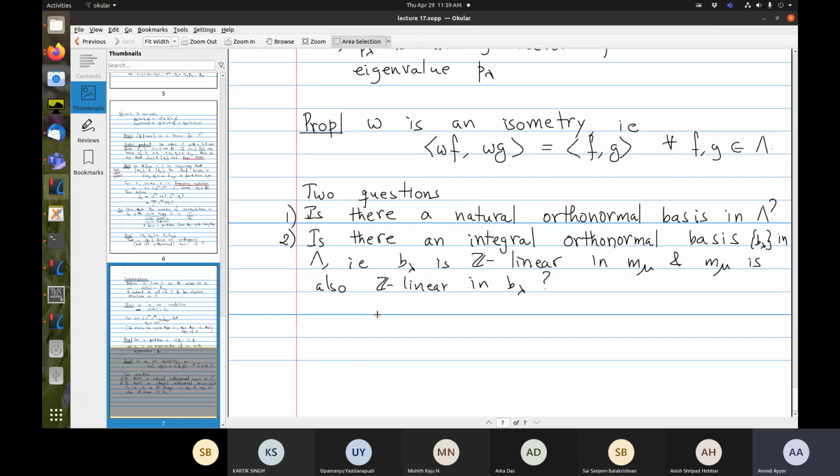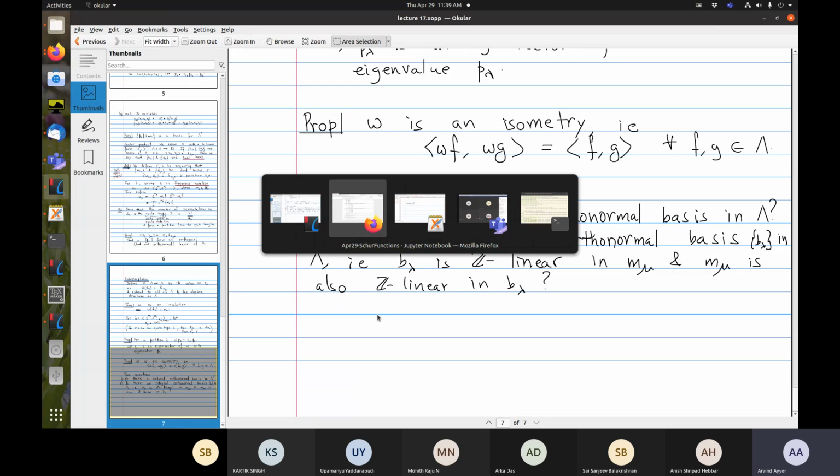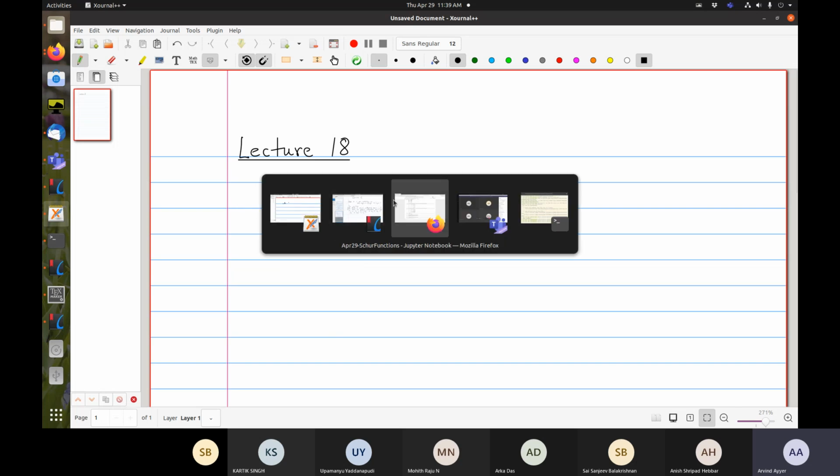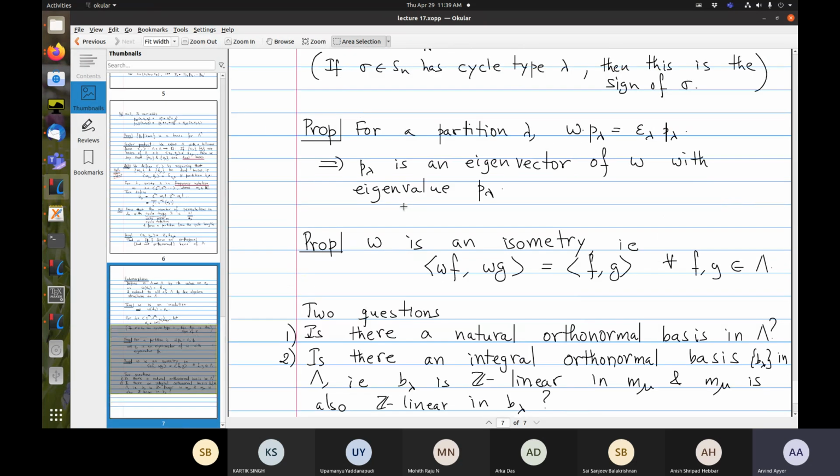All right. So now let me begin with this new symmetric function. What number was that?